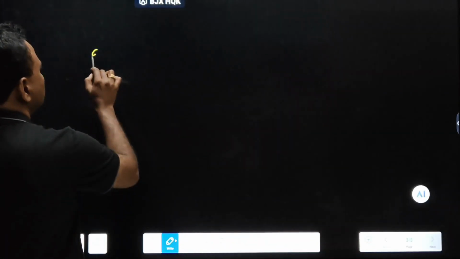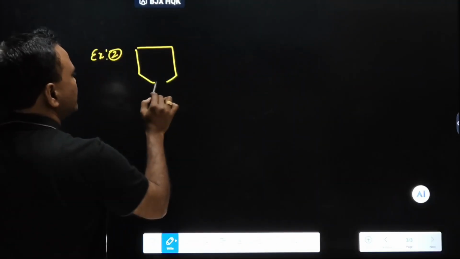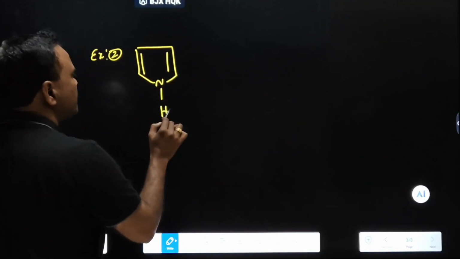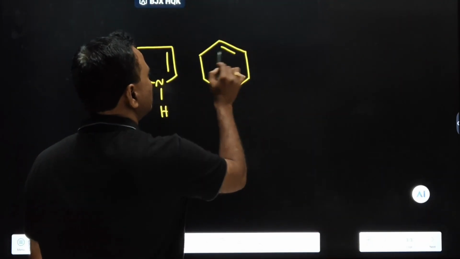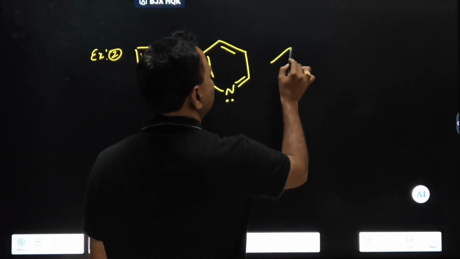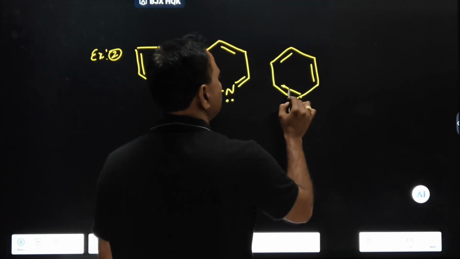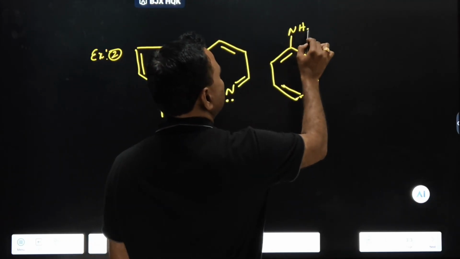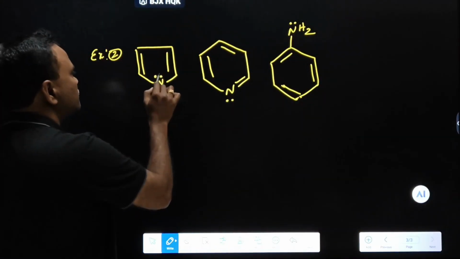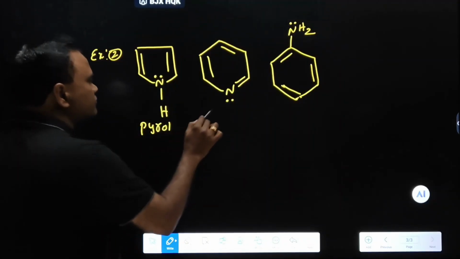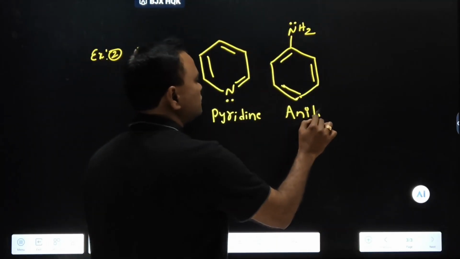Look at this another question. Another example. This is very important example. This is pyrrole. Pyridine. Aniline. Pyrrole, pyridine and aniline.